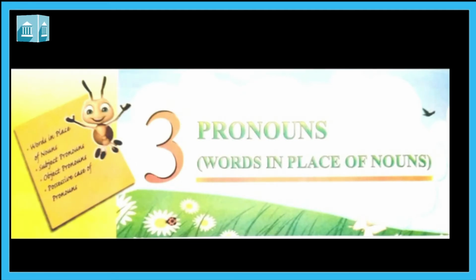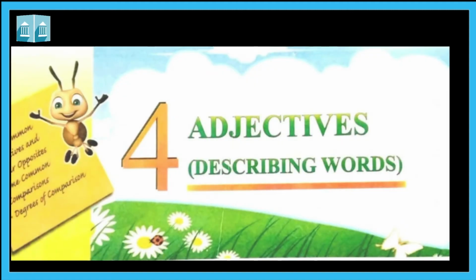And the last chapter was adjectives. Now what is an adjective? Describing words that describe some quality of a person, place or thing are called adjectives. In that we have learned degree of comparison. There are 3 degrees of comparison. First one is positive degree. We use the positive degree to describe the quality of some person, place or thing.